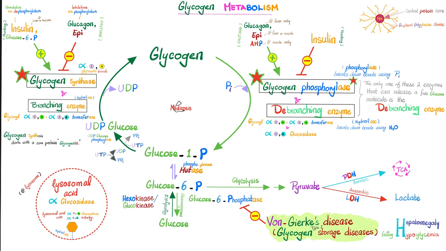Phosphoglucomutase. Then glucose 1-phosphate through many steps will give us glycogen. Thank you, glycogen synthase. Thank you, branching enzyme. Now we have glycogen, okay?